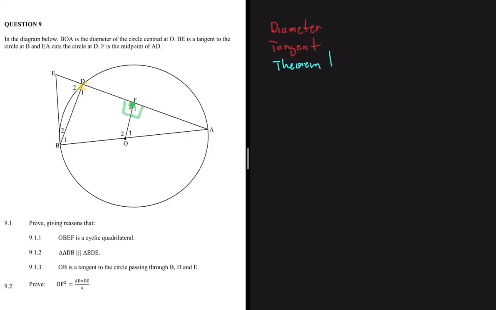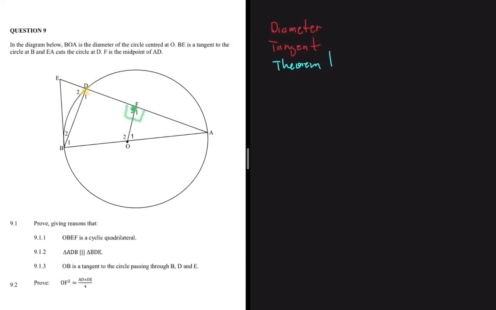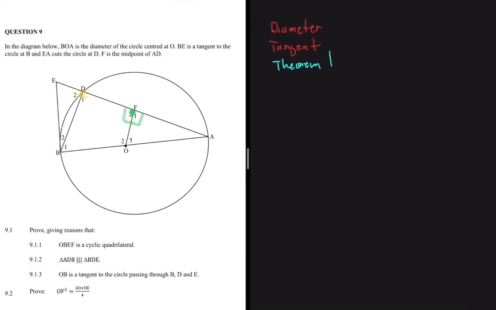And then that's all the information we have, right? We don't have anything else. So we should be able to get the 11 marks for this question only using these 3 statements. So let's see what happens. We have 9.1.1, which says let's prove, giving reasons, that OBEF is a cyclic quadrilateral. OBEF is a cyclic quadrilateral, right? So let me just highlight OBEF.